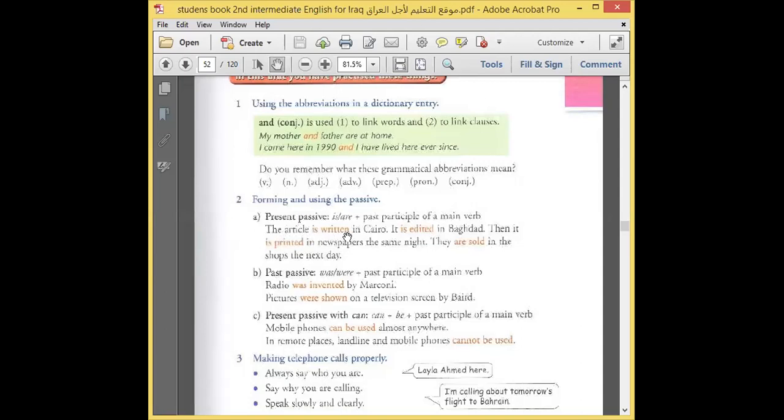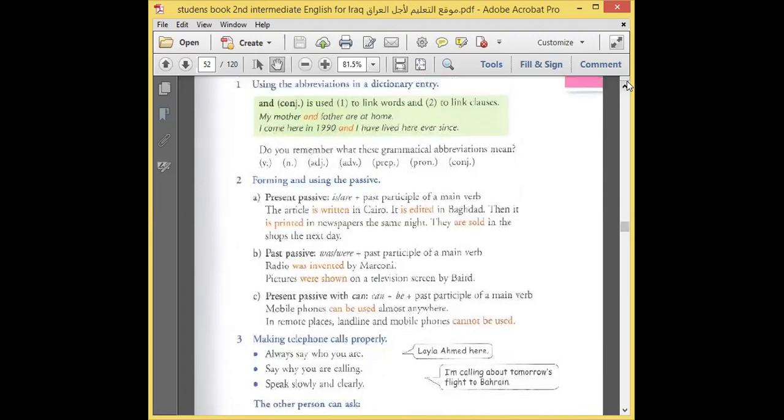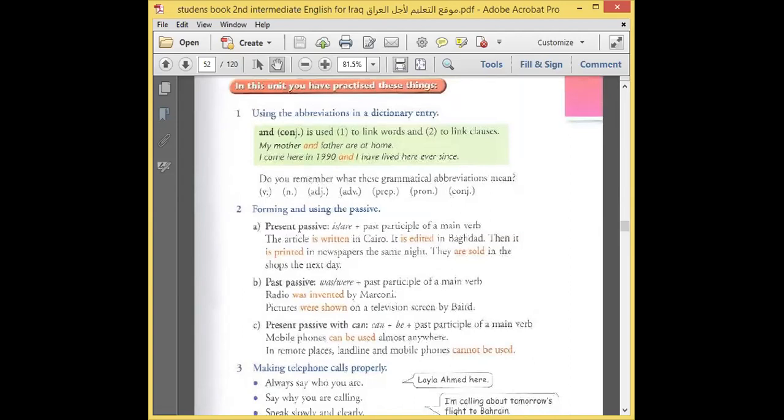Like here, the article is written in Cairo. It is edited in Baghdad. We will re-study it again, inshallah. Okay. Now this is just an introduction to the passive voice. If the sentence is in the past tense, you should use was, after which we should put the past participle. Now we will leave this section about can to another lesson. So this is quickly how to form a sentence with the past participle.